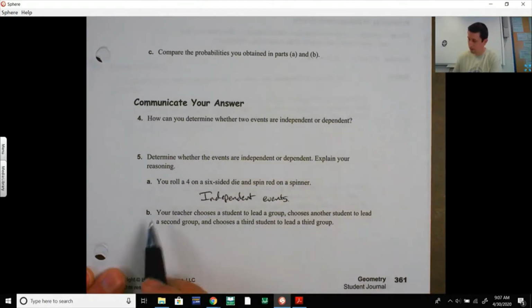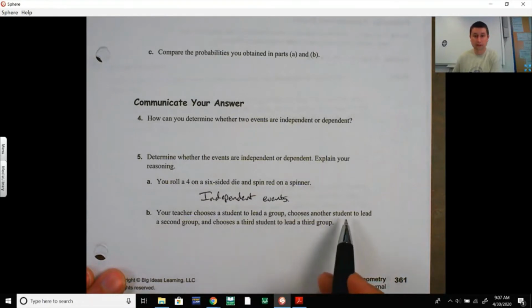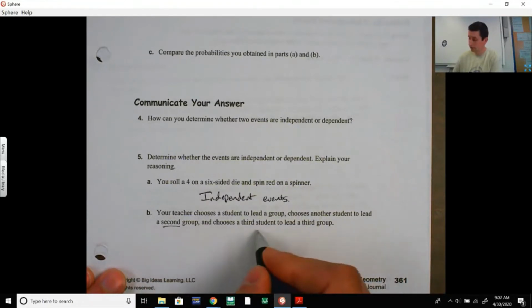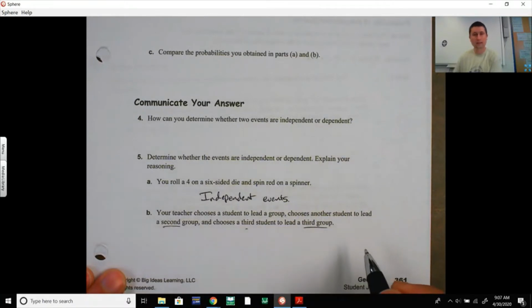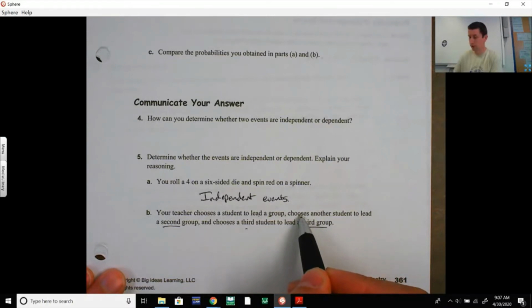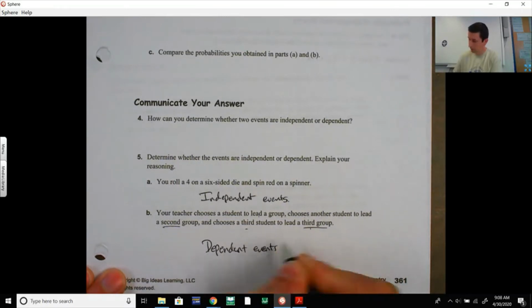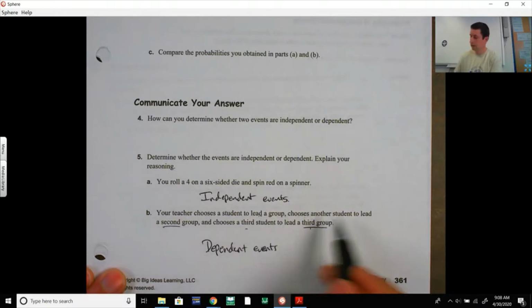Okay. Your teacher chooses a student to lead a group, and then chooses another student to lead a second group, and then chooses a third student to lead a third group. Are they independent or dependent? Well, whichever student is chosen to lead the first group, it cannot be chosen here. So again, if you're not chosen for the first group, your chances of being chosen go up for the second group. If you're not chosen for the second group, your chances of being chosen go up for the third group. So these would be dependent events. The results of the first event affect the results of the second event and the third event.